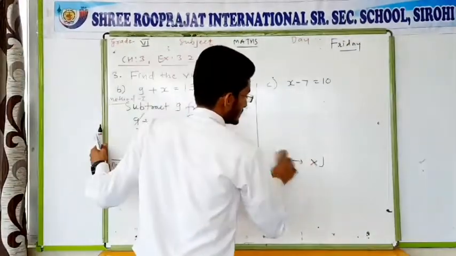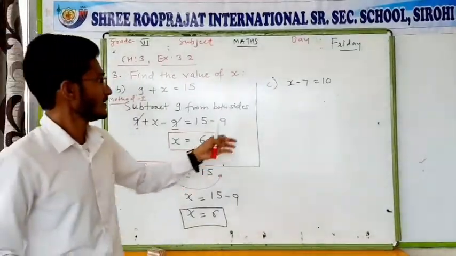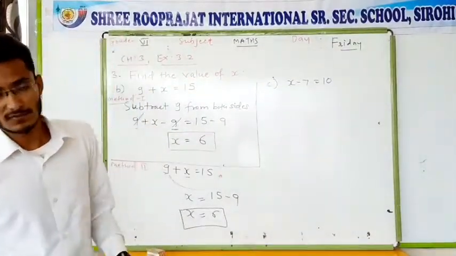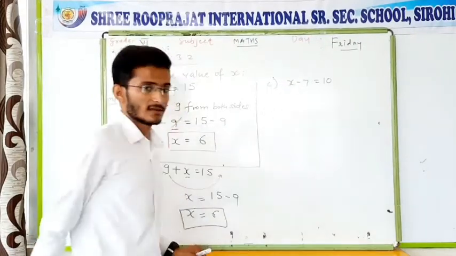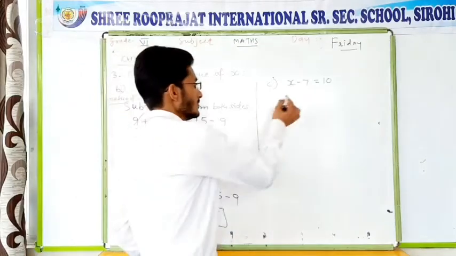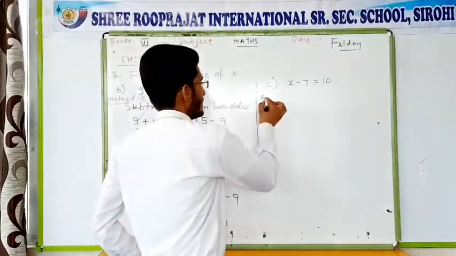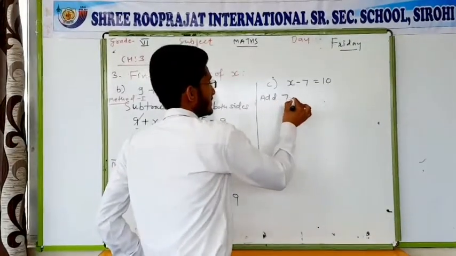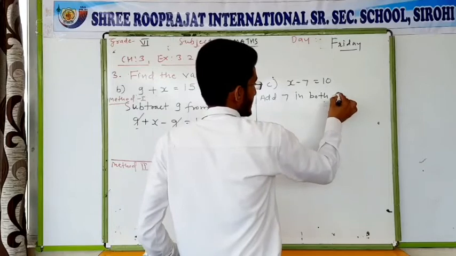Okay, so next question. The next question is the same as this one: x minus 7 equal to 10. So now we need the value of x. With x there is a minus 7 given. So it is a minus, that means we have to add 7 now. So add 7 on both sides. Both sides means left hand side and right hand side.